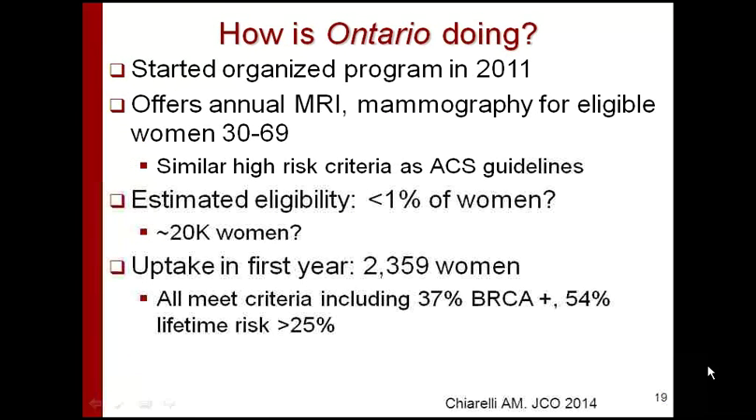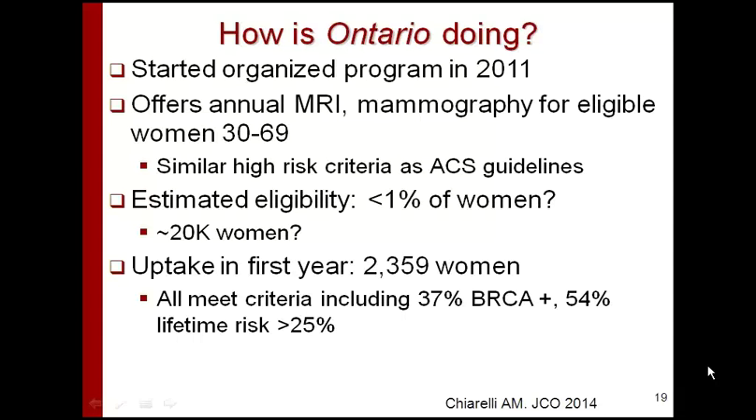So how's Ontario doing? I put this in. You guys have a high-risk screening program. You're probably familiar with it. It started in 2011, and they just published the first year's results. So your program offers annual mammography and MRI for women 30 to 69 who meet basically the ACS criteria. They are a little bit stricter in that they say 25% lifetime risk. The ACS leaves it a little vague, but it's also BRCA positive women.